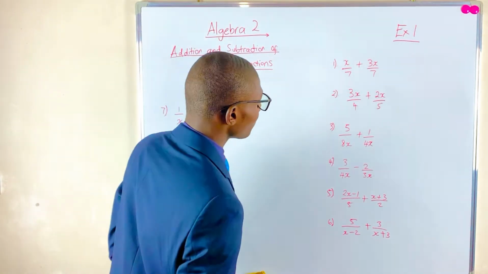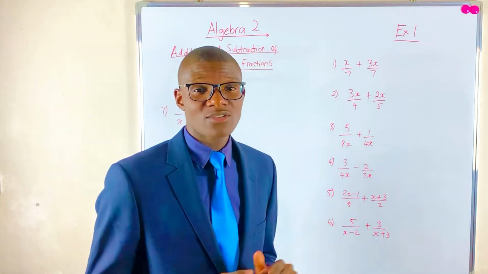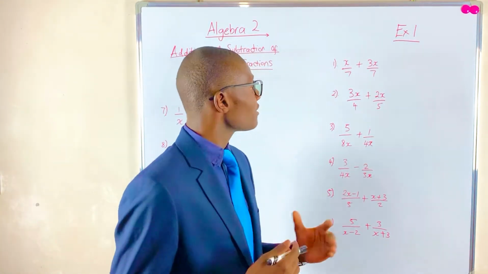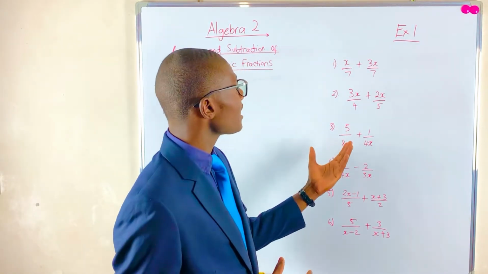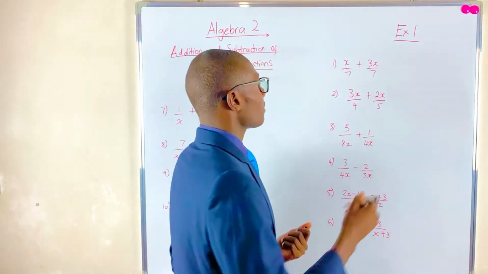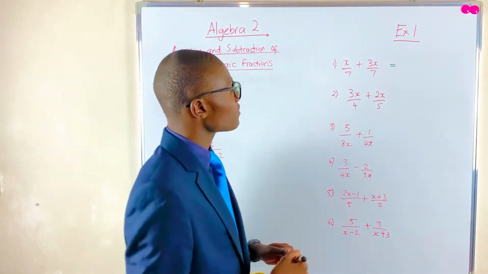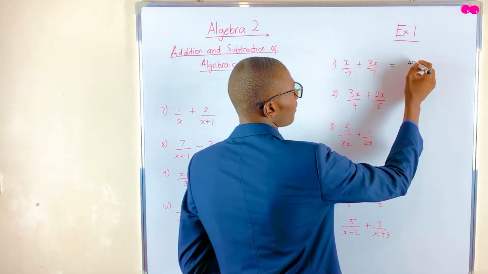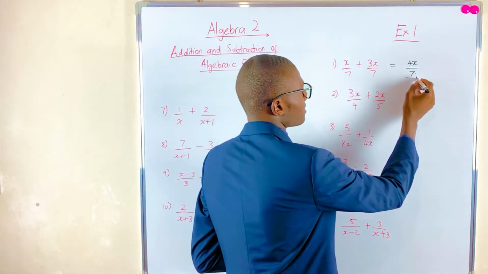Okay, so now let's start. Number 1, we've got x over 7 plus 3x over 7. The first step is to figure out the common denominator, and in this case, we've got 7 being the denominator for both expressions. So we are simply adding the numerators, which means x plus 3x, we get 4x, and the answer will simply be 4x over 7 is the final answer.